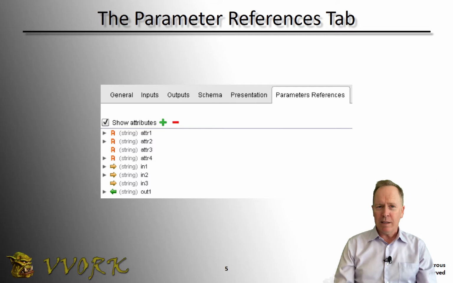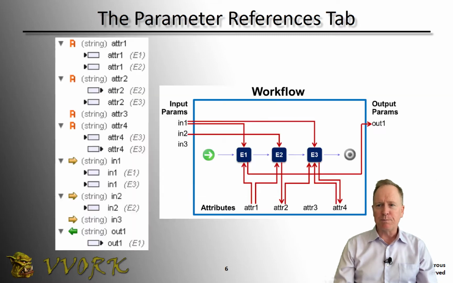All right, so let's continue onwards a bit here and take a look at this workflow that I have illustrated over here on the right side of the screen. Now, this workflow, as you can see, has 3 input parameters called in1 through in3. It has 1 output parameter called out1 and 4 attributes down here.